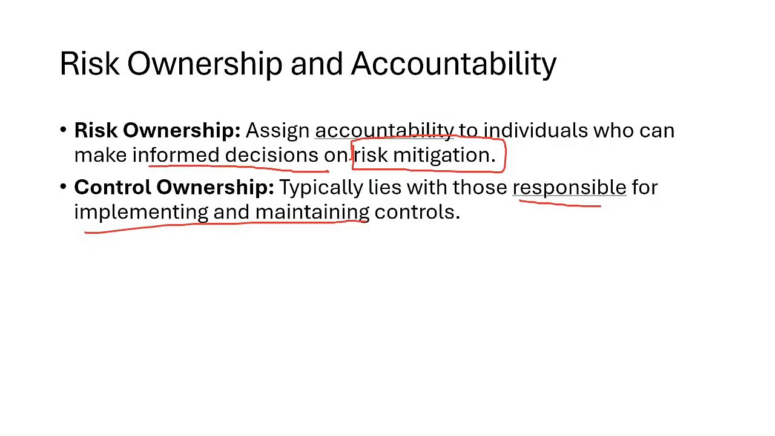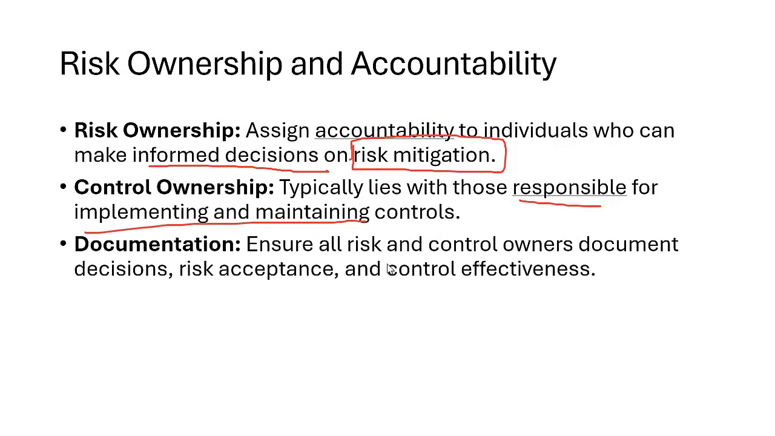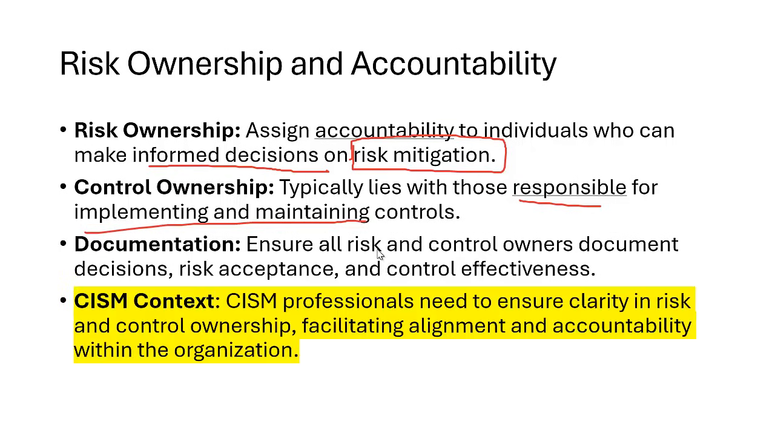And everything has to be documented. It's very important that you document that. Ensure all risk and control owners' decisions are documented. We have to document the decisions, risk acceptance and control effectiveness. So as a CISM, you need to ensure there is clarity in risk and control ownership. That's why a company has a RACI chart. By having this documentation, you can facilitate alignment and accountability within the organization.